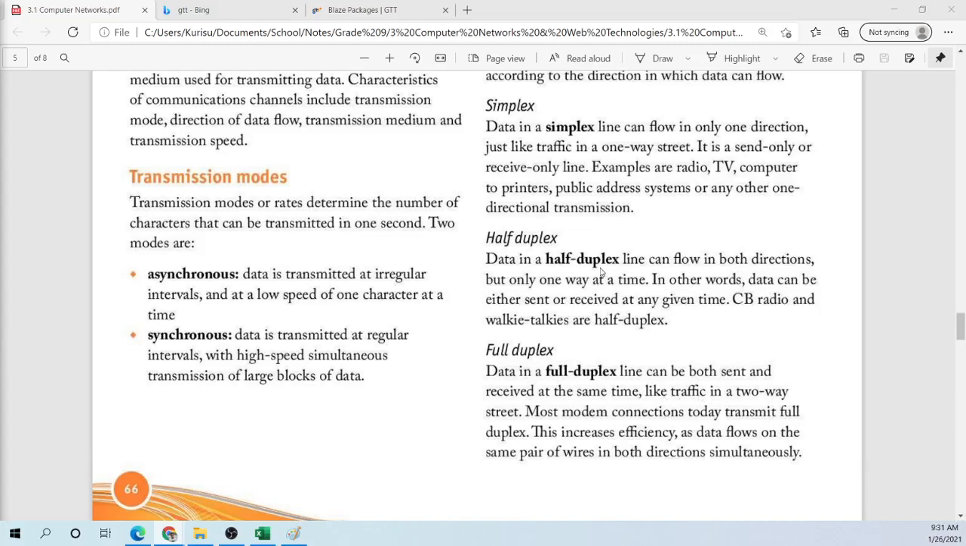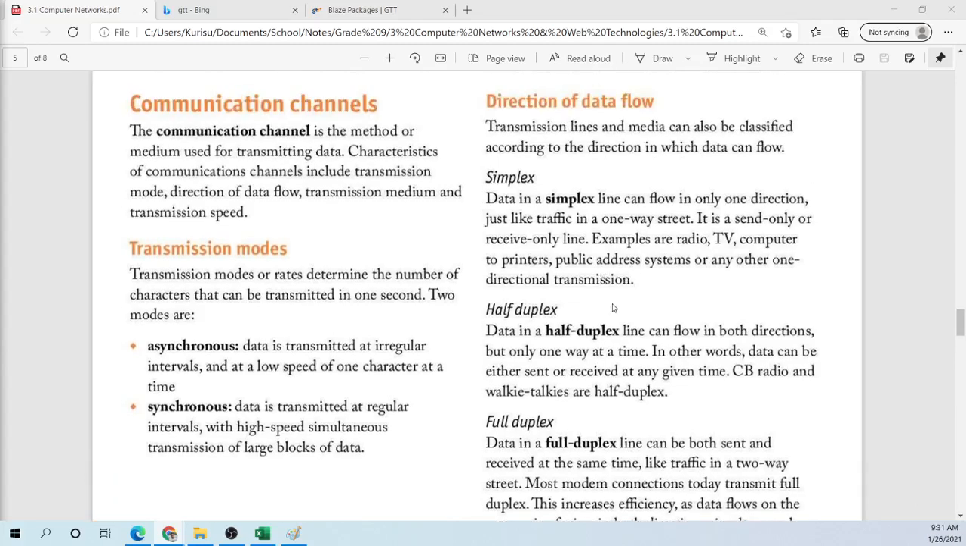So out of all three of these data flow methods, the full duplex will give us the fastest connection because it is sending and receiving data at the same time. You don't have to wait until somebody sends and then you can send back. You can send and receive at any time you wish. So it's the fastest one.